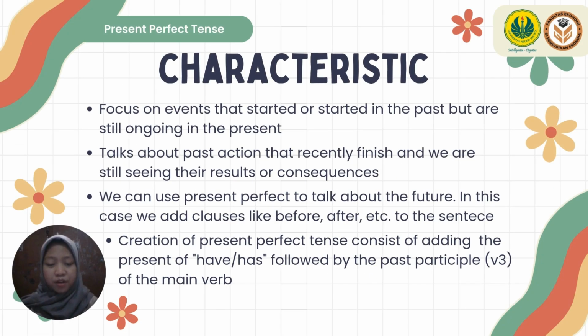Next, the characteristics of present perfect tense. First, focus on events that started in the past but are still ongoing in the present. Talks about past action that recently finished and we are still seeing the result or consequences. We can use present perfect to talk about the future, in case we add clauses like before, after, etc. to the sentence. The form of present perfect tense consists of adding the present of have or has followed by the past participle or verb 3 of the main verb.